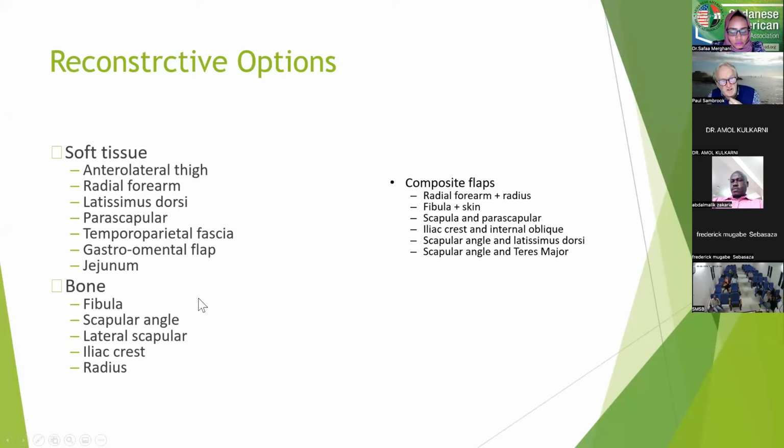Obviously, with straight soft tissue flaps, we do not need or use virtual surgical planning. There is no need for that. It comes into its own with bone and composite flaps, particularly the workhorse flaps: the fibula, the scapula, and the iliac crest, and mainly the fibula.